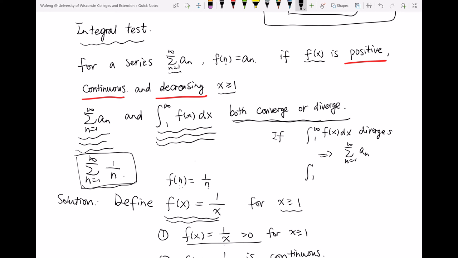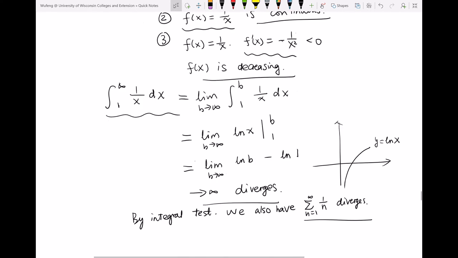If the integral of f(x) dx converges, then the sum from n equals 1 to infinity of a_n also converges. This means they both go the same way. If the antiderivative converges, then the series converges. If the antiderivative diverges, then the series diverges. Does it make sense now? It's much easier for us to look at the antiderivatives instead of directly looking at the series.